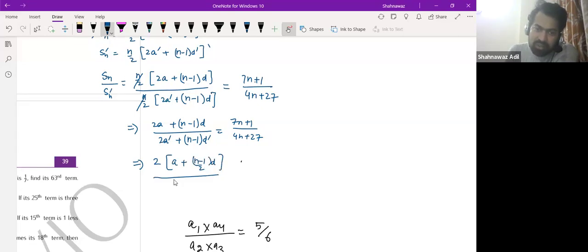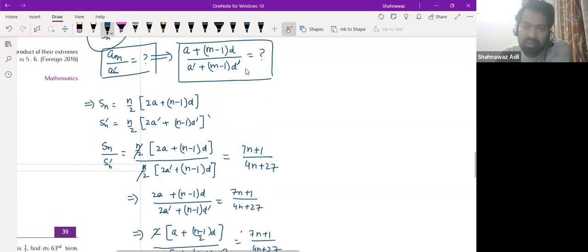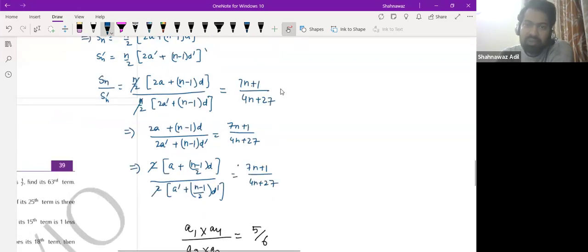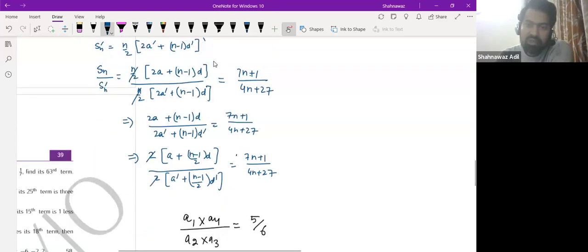And this is again 2 common, so a prime plus n minus 1 by 2 d prime, and this is 7n plus 1 and 4n plus 27. Right. So now this is comparable. This is a plus m minus 1 into d, and this is a plus n minus 1 by 2 d. If we compare these two things, what would be the value of m in terms of n?